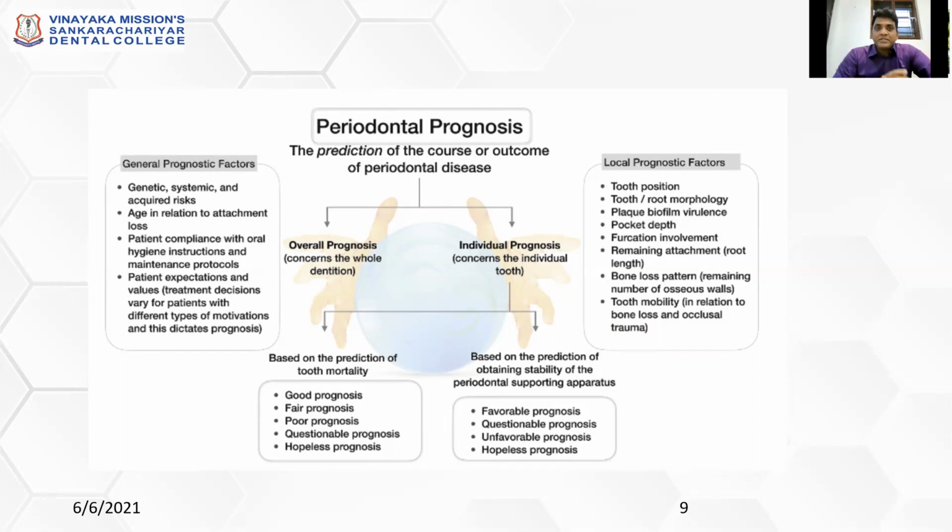So how are you going to do it? We have to do it from a bird's eye view and from an individual point of view, that is, overall prognosis and individual prognosis. What are the things we need to consider in overall prognosis? Whether it is a genetic, systemic, or acquired disease. You should check whether the patient is healthy and doesn't have any systemic disease, and you should check the age and the attachment loss, whether they are correlating.